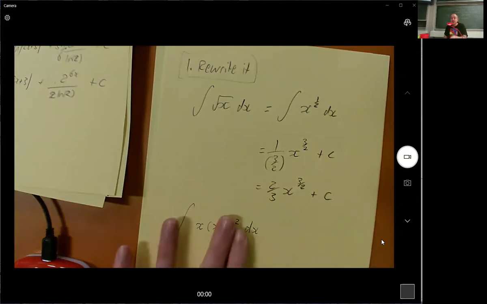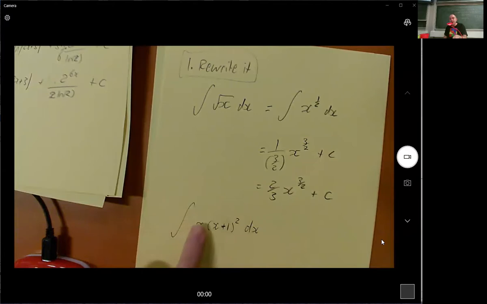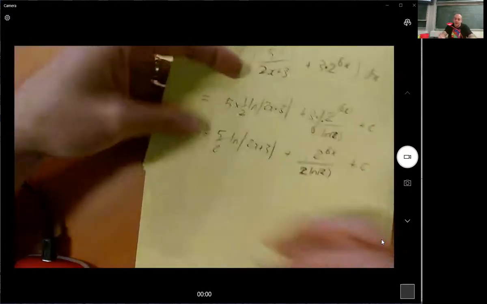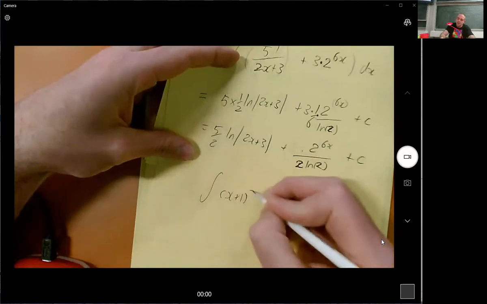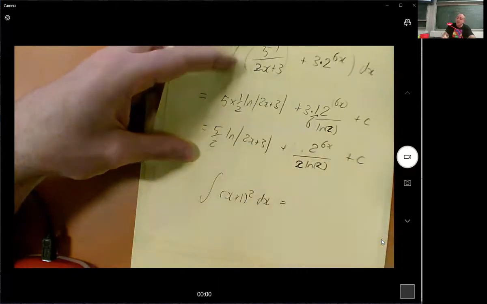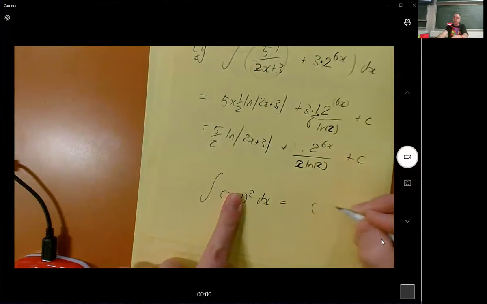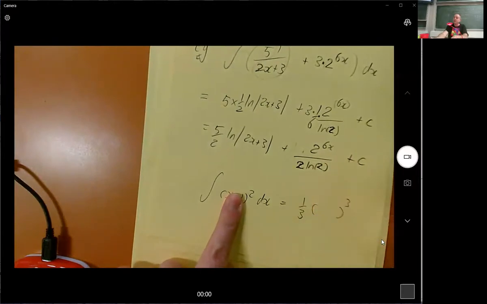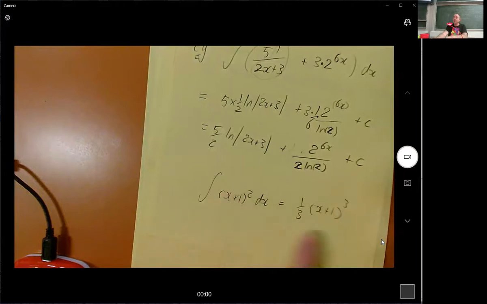Well, if it was just an x, I would know what to do. That would be great. If that little x wasn't there, I could put the power up by 1, divide by the new exponent, and then because that's a constant times x plus 1, I could just divide by that constant. So I just want to put it back here: x plus 1 squared all by itself. If that was just an x, I would know what to do. It would go up to cubed and I'd divide by the 3. But it's not an x, it's an x plus 1. And so I would divide by the constant derivative, which is 1, and so that's it.